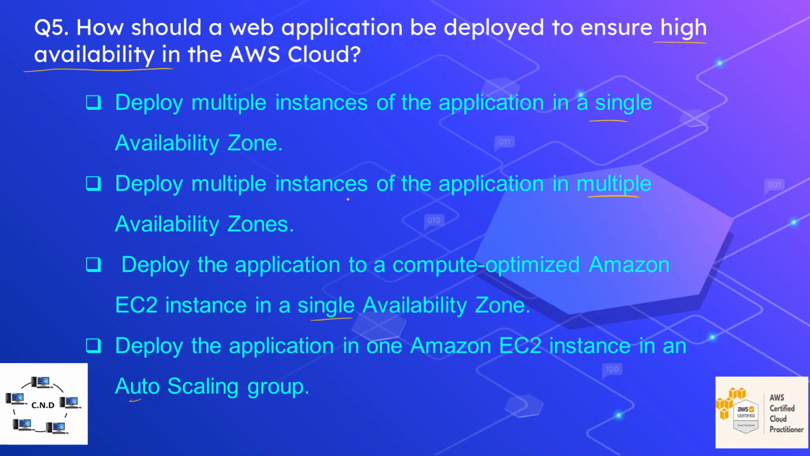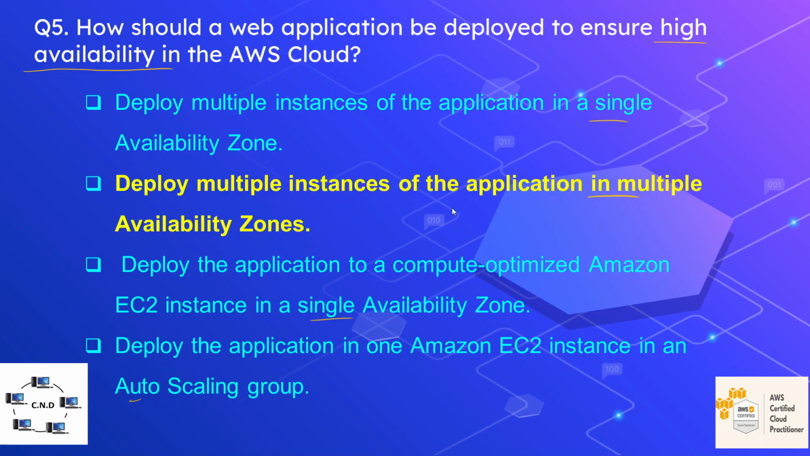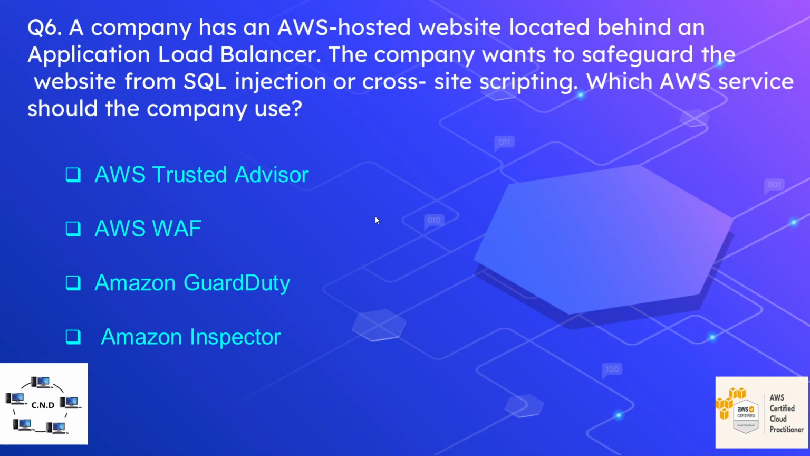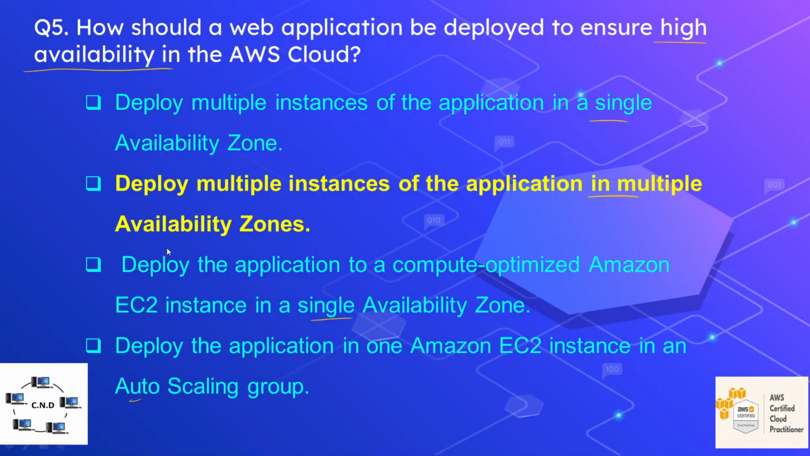And the correct option is, as we studied in the earlier question, that for high availability, to prevent a single point of failure, you should deploy your application in multiple availability zones. Let's get to the next question.